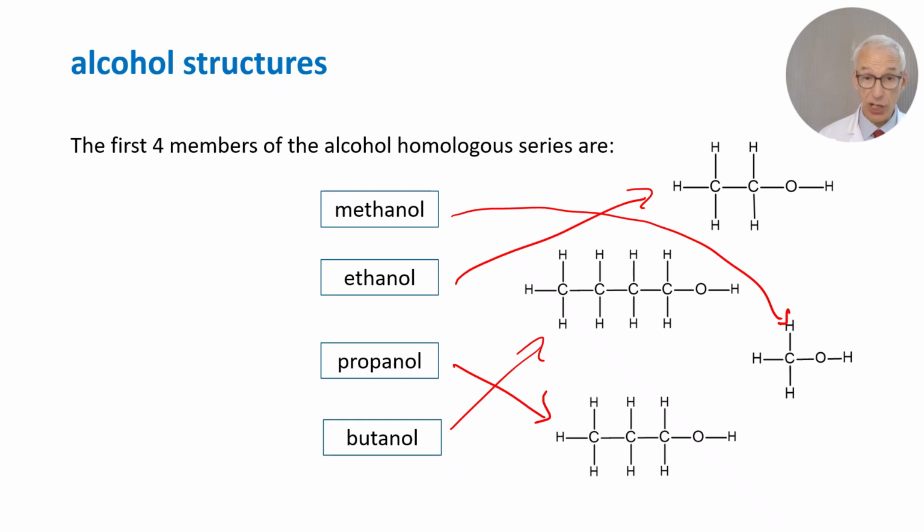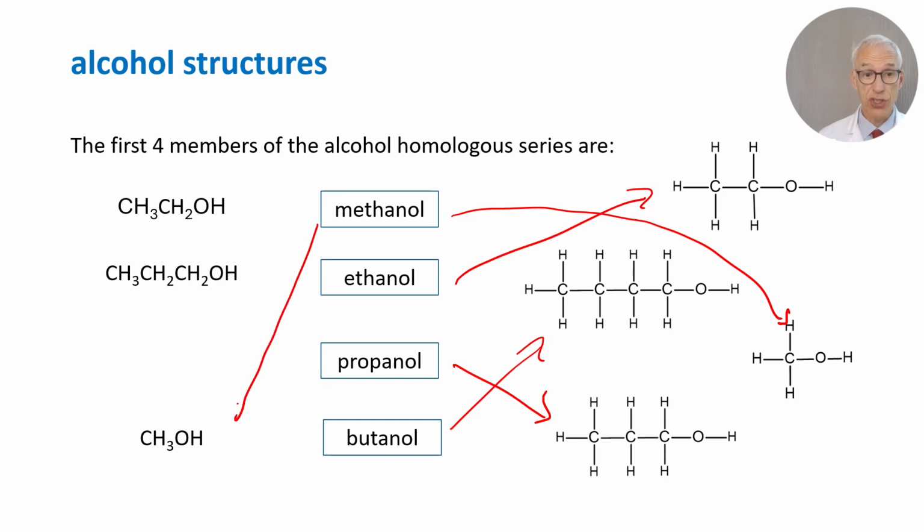Let's have a look at some different way of representing the structures. Could you match 3 names to those 3 structures? Stop the lesson, come back to check when you're ready. Okay, so I'm going to fill you in. Methanol, of course, CH3OH, ethanol, CH3CH2OH, and propanol, CH3CH2CH2OH. Okay, so butanol, can you write the correct structural formula for butanol?